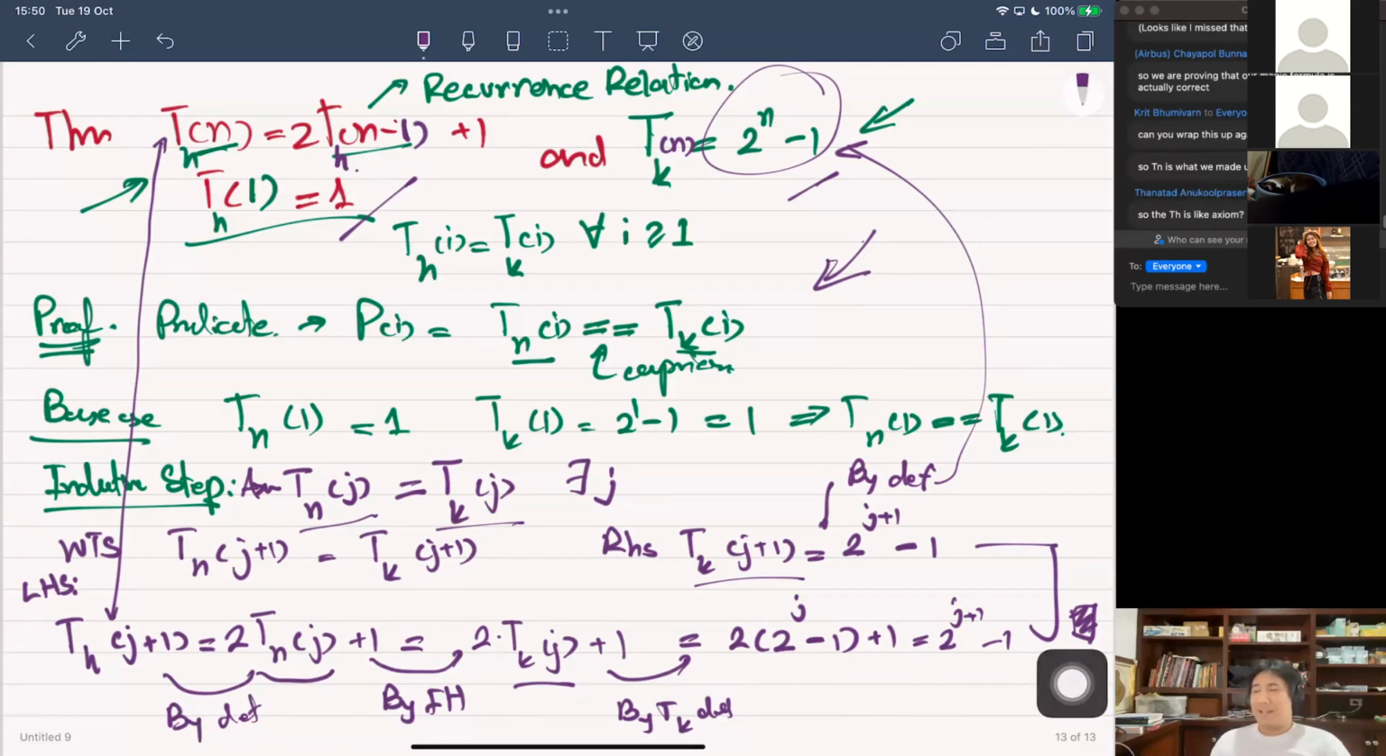Is TH like the axiom? TH is typically easier to get from the physical situation. Okay. So we typically say that this guy is a solution to that recurrence relation.